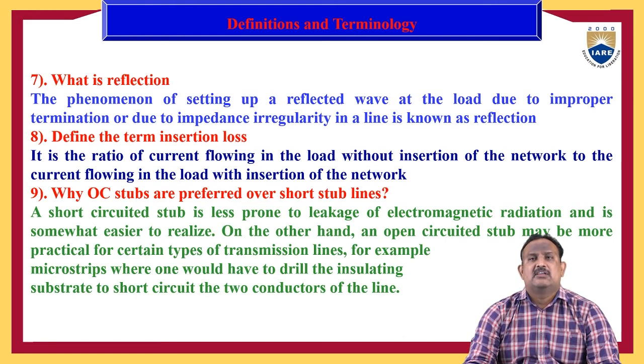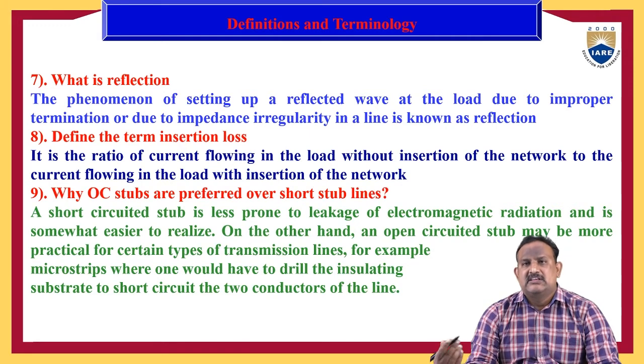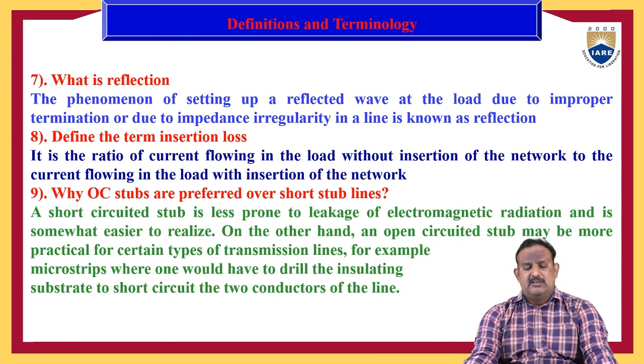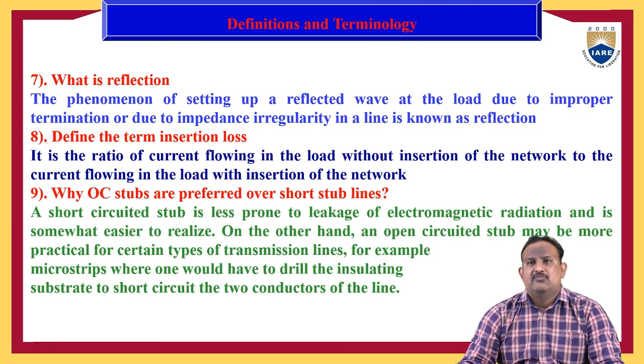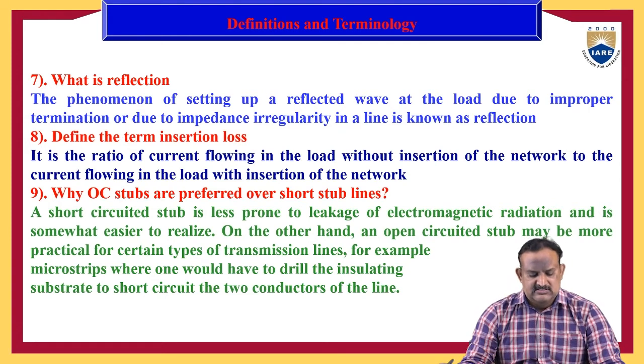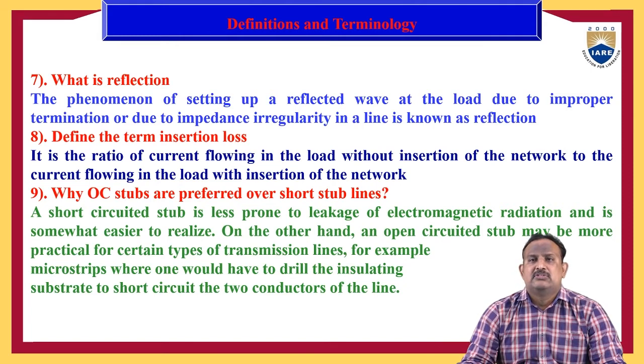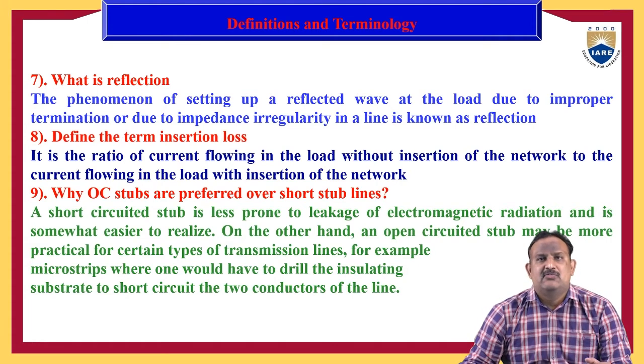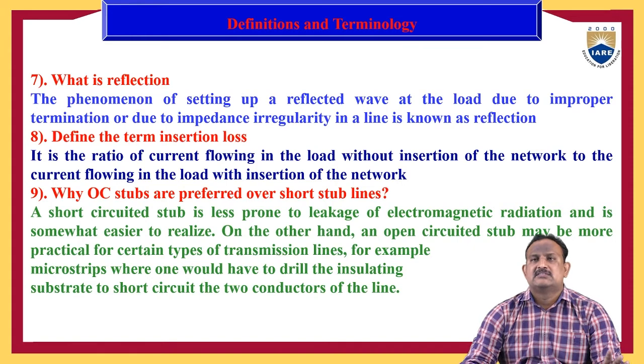So why are OC stubs, open circuited stubs, preferred over short circuit stubs? A short circuit stub is less prone to leakage of electromagnetic radiation, and it is somewhat easier to realize. On the other hand, an open circuited stub may be more practical for certain types of transmission lines. For example, in microstrips one would have to drill the insulating substrate to short circuit the two conductors of the line. So because of these practical considerations, in practical applications we use open circuited stubs rather than short circuit stubs.